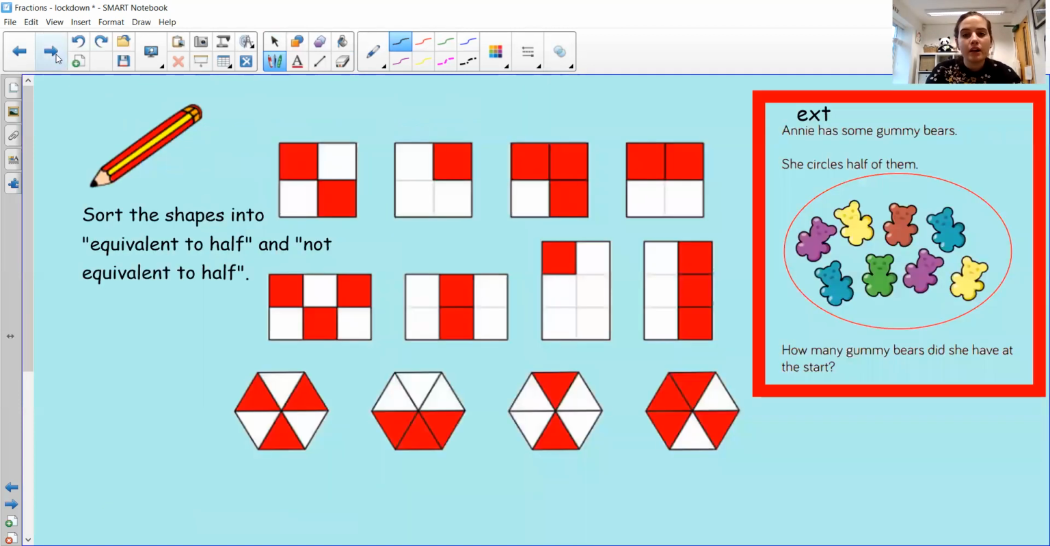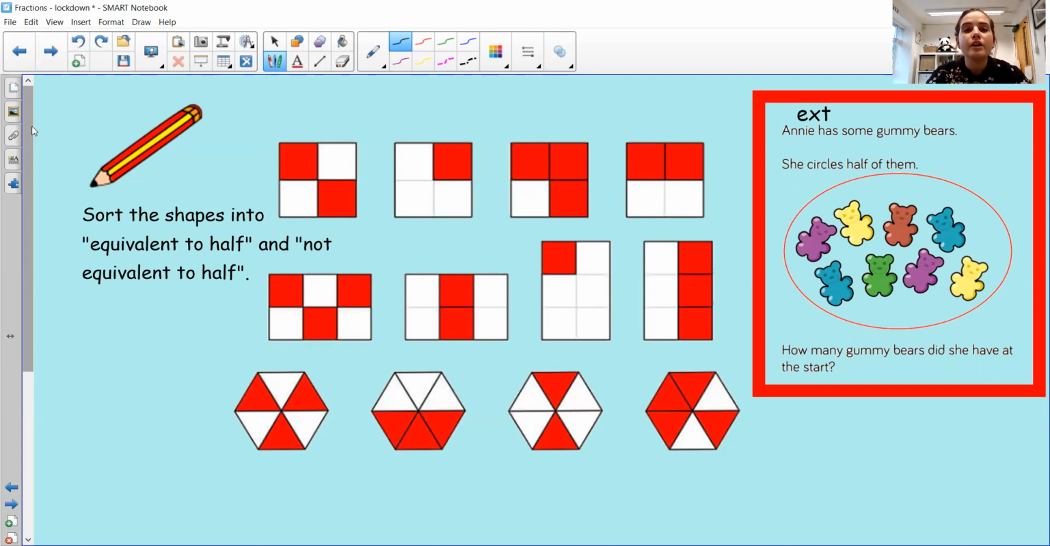Okay. This is what I would like you to do today in your own time. Now I'm going to put a copy of this onto the weekly timetable, or we might send it out as a separate attachment. But either way, you've got to sort these shapes, these pictures, but they are shapes, into ones that you think represent half and ones that you think do not represent half. And in the corner here, there's an extension for some of those children that want that additional challenge. So both of these will be on your weekly timetable. So once again, sort the shapes into equivalent to half and not equivalent to half.